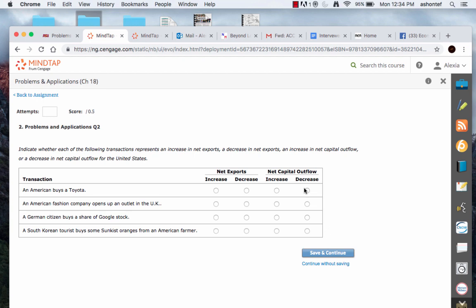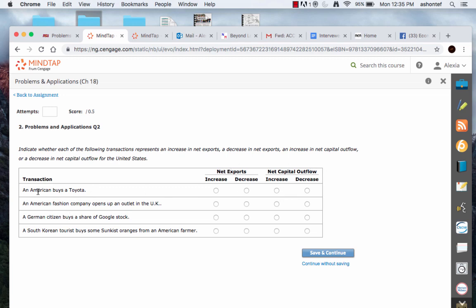But in this case, rather than it being goods and services, which is what net exports looks at, net capital outflow is looking at assets being purchased by either U.S. residents overseas, or foreigners purchasing assets here in the United States. So what you need to do on these questions is figure out: are these things that are being bought or sold goods or services, or are they assets?